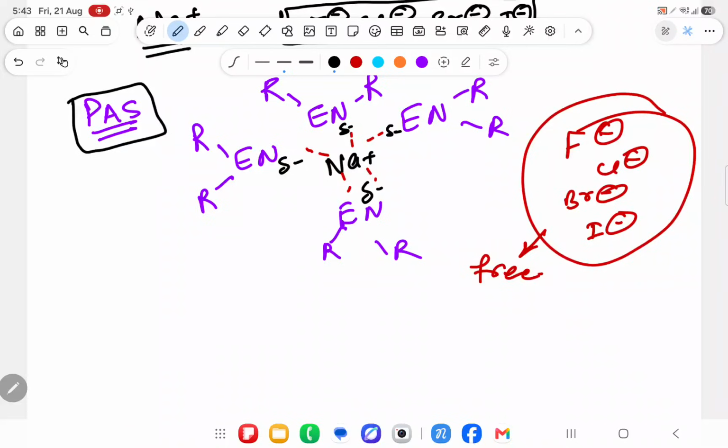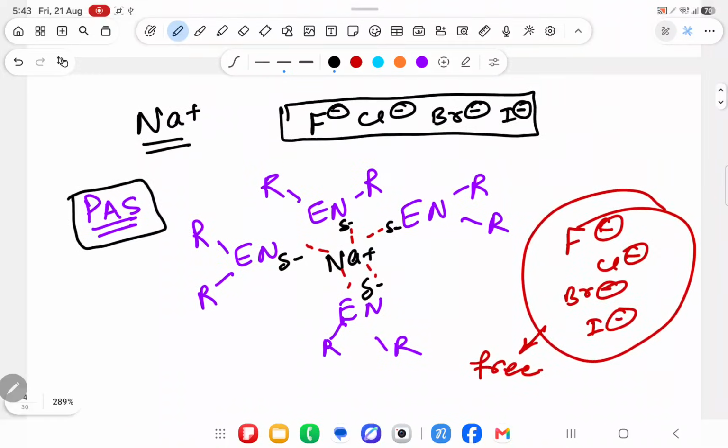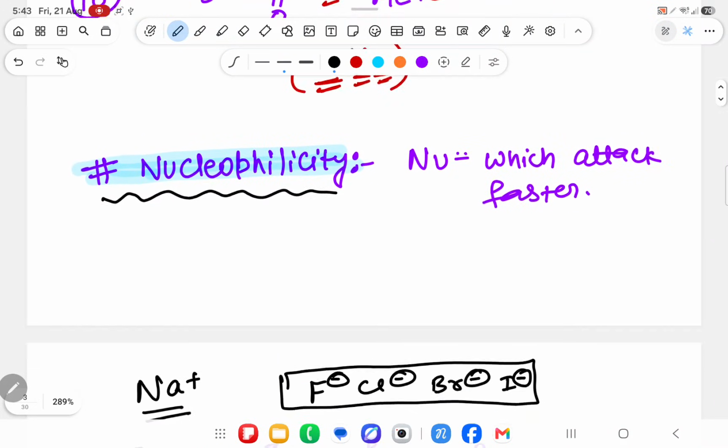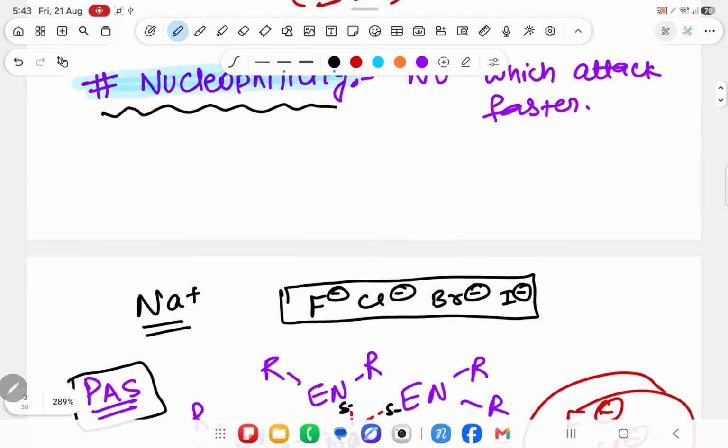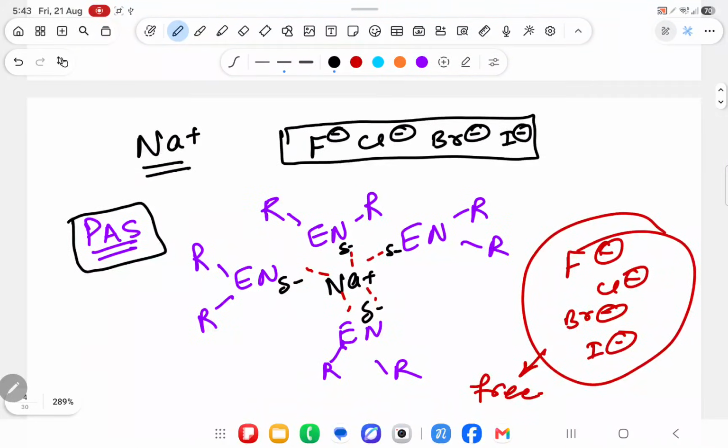Again, I am saying, suppose I have taken a polar aprotic solvent in a container, and in that solvent I have put sodium, Na+, and I will put fluorine, chlorine, bromine, iodine, step by step. First I have put fluorine. I am checking, it takes 10 seconds to attack. Chlorine takes 8 seconds to attack. So which has more nucleophilicity? Chlorine. Acha sir, understood.